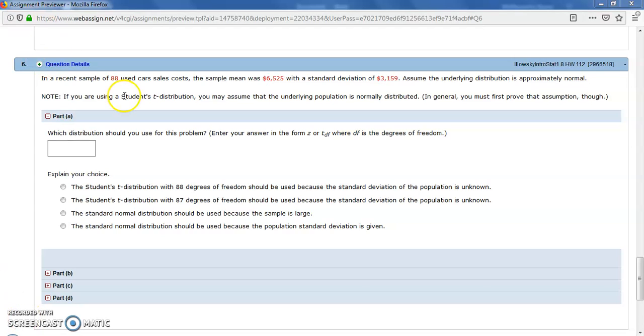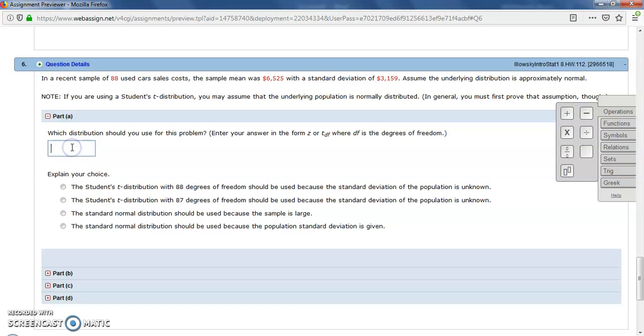So we have 88 used car sale costs. The sample mean was 6,525 and the standard deviation is given. So which distribution should you use? You should use T87. Now I know I'm using the T distribution because the population standard deviation is not given.